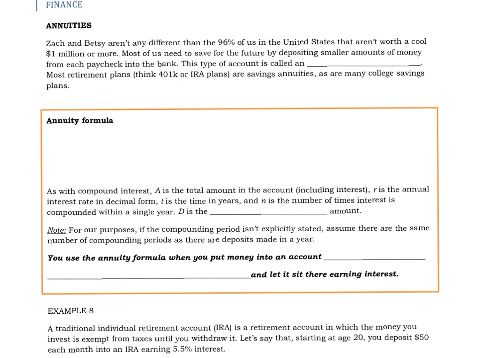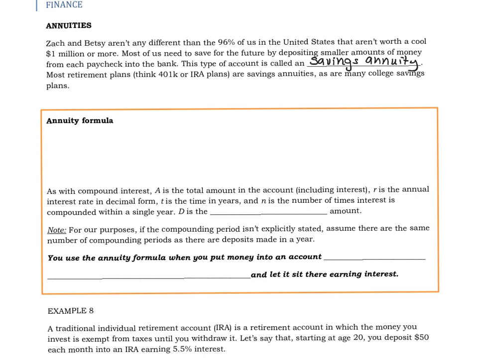Finance annuities. Zach and Betsy aren't any different than 96% of us in the United States that aren't worth a cool million or more. Most of us need to save for the future by depositing smaller amounts of money from each paycheck into the bank. So this type of account is called a savings annuity. We are going to be putting money into this account on a regular basis. Most retirement plans are savings annuities, as are many college savings plans.